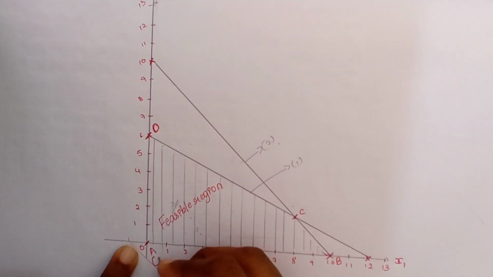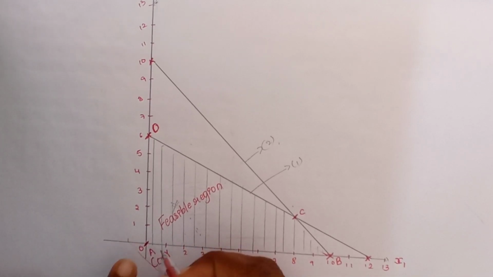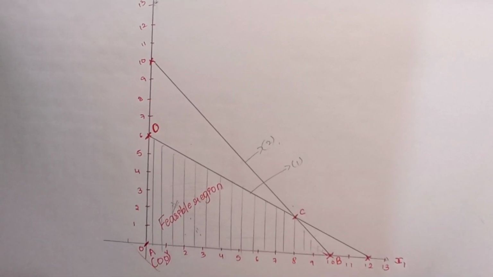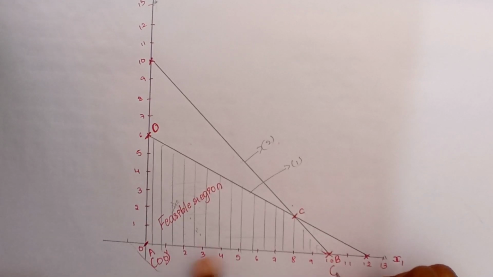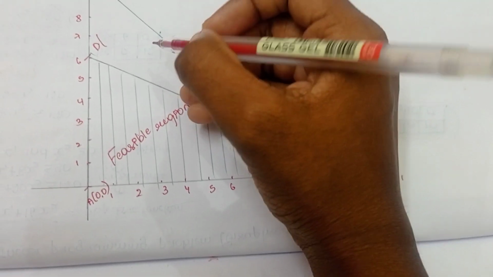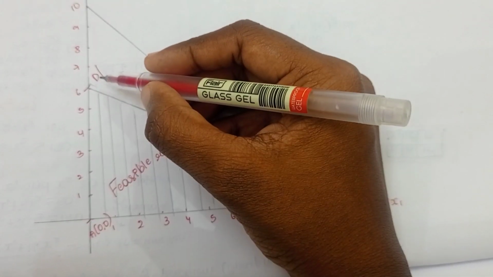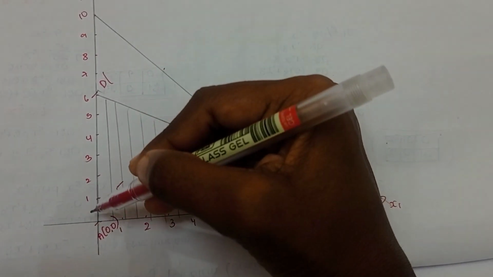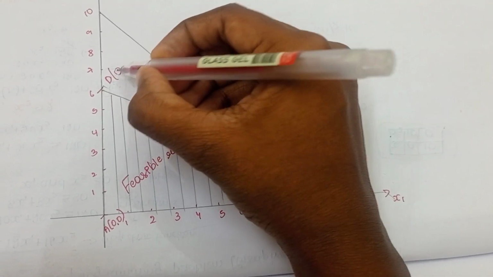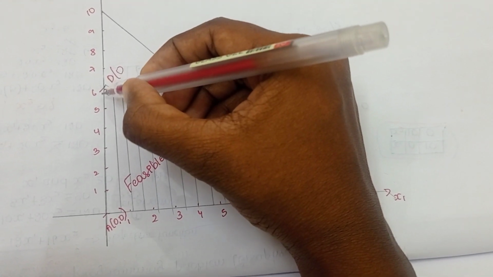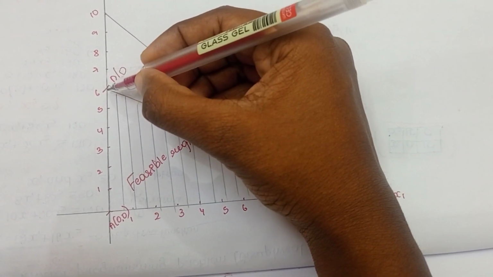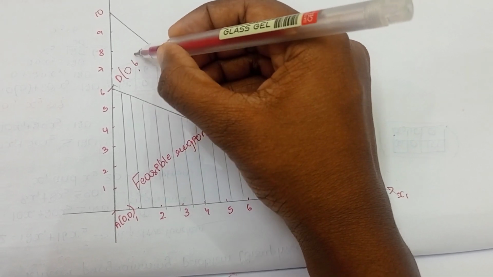So the A value is 0 and 0 because A lies at the origin. When it comes to B, the x1 value for B is 10 and the x2 value is 0. Now we have to mark D, where x1 is 0 and x2 is this. This is the x2 axis, so the x2 value is 6.